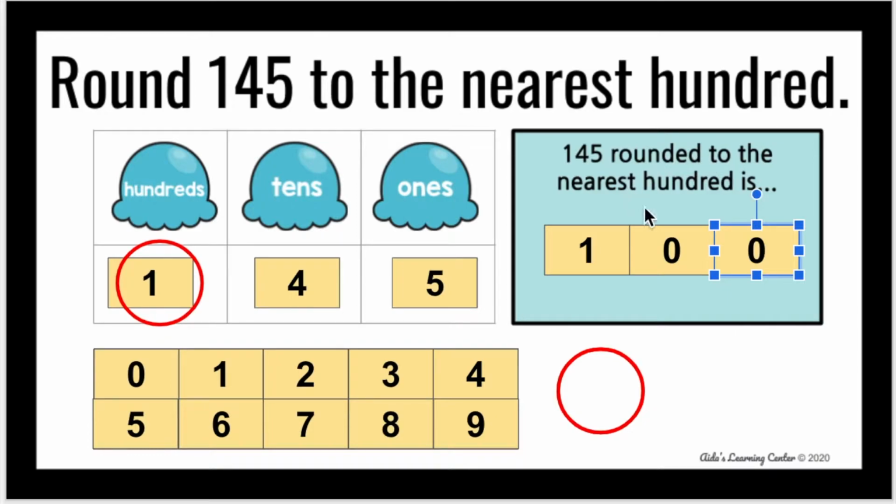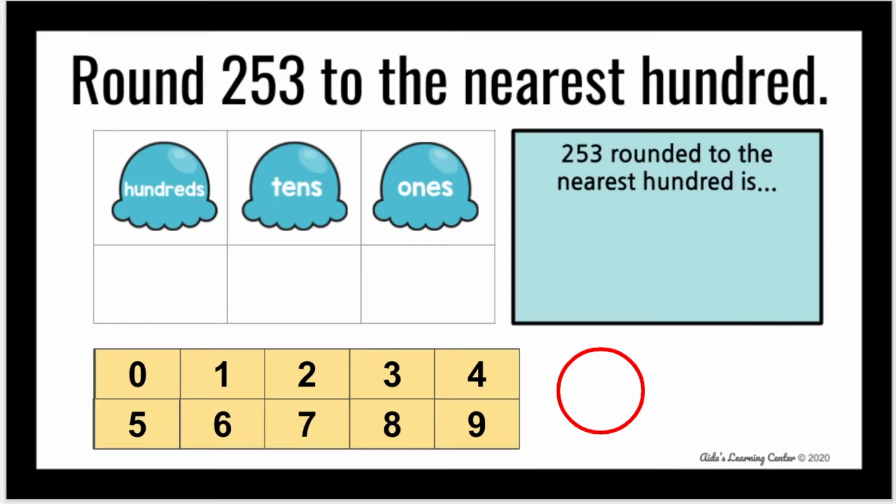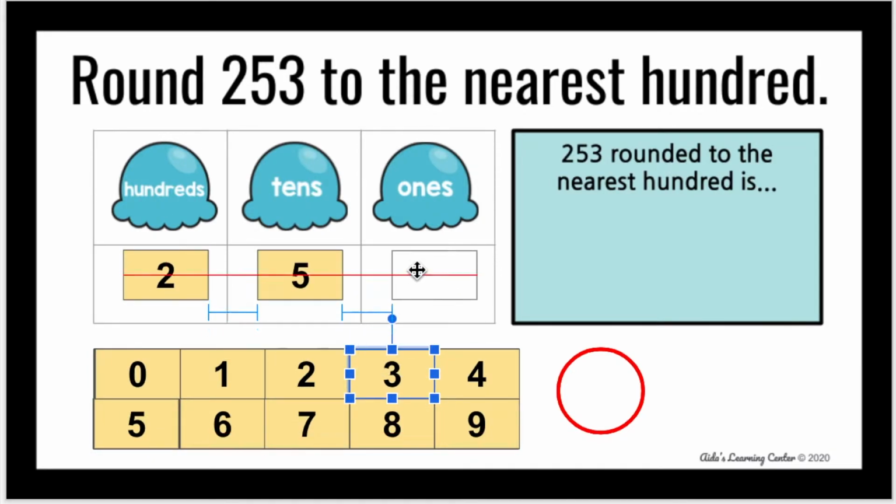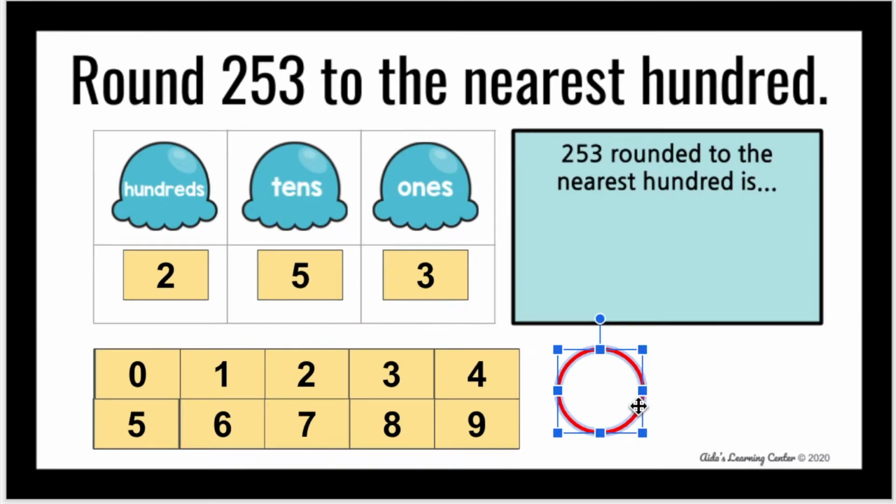145 rounded to the nearest hundred is 100. Pretty simple. Let's try another example. Round 253 to the nearest hundred. First, let's go ahead and place 253 into our place value chart. 253, and we are rounding to the nearest hundred. So let's go ahead and circle the number in our hundreds column, which is a 2.